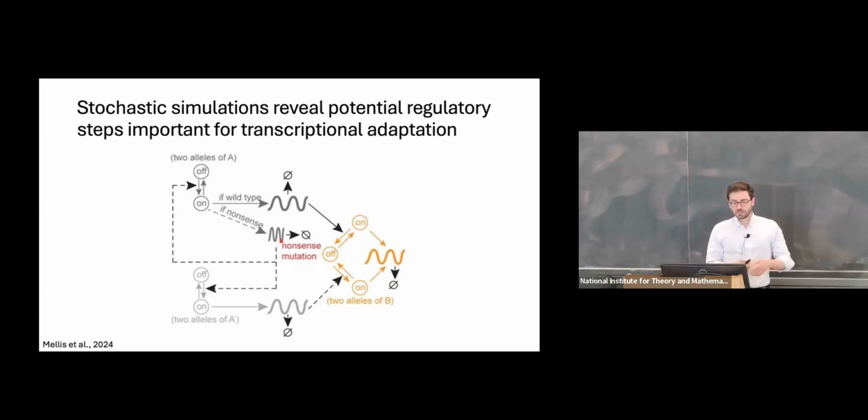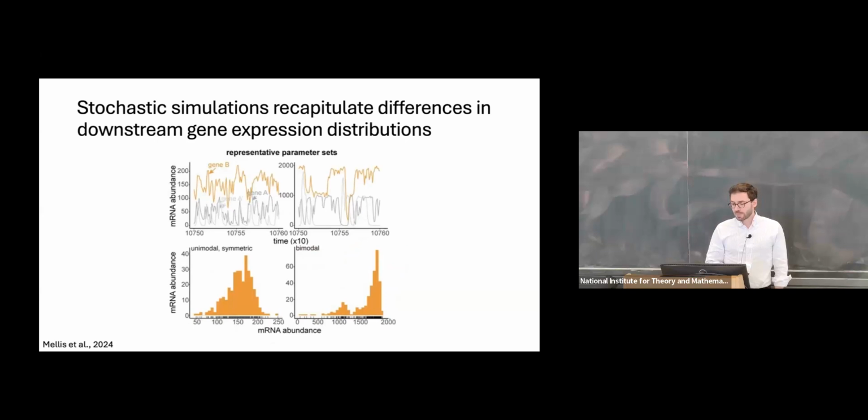And this is a bursty transcription model with two independently bursting alleles. I'd be happy to discuss the details of the setup here. There are 8 free parameters, all scaled to the degradation rate, and we can discuss the details separately. We scanned over tens of thousands of different parameter sets. And this is just a representative example of some of the output.